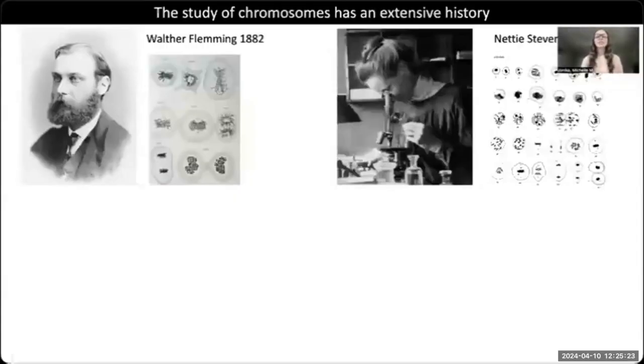The study of chromosomes has a very rich history, from the discovery of chromosomes in 1882 by Walther Flemming to the discovery of sex chromosomes by Nettie Stevens in 1906. And our lab even hosts a website, karyotype.org, which contains more than 30,000 publicly available karyotype records across the tree of life.